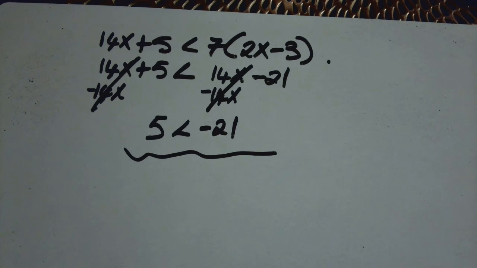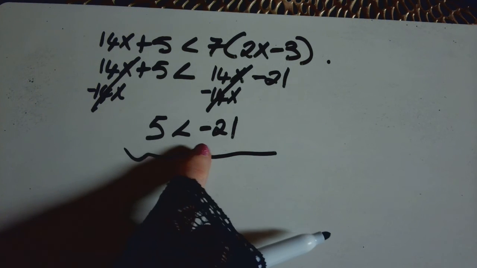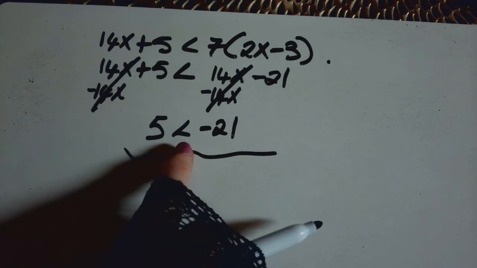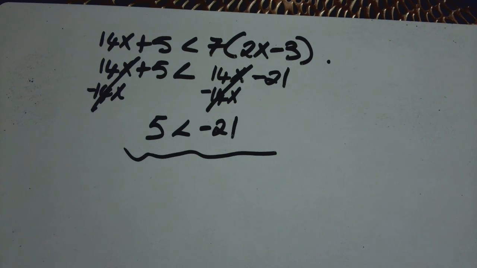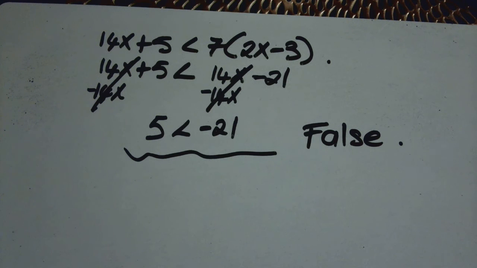So you have two choices when your variables cancel. You look at the statement that you're left with, the inequality, and it's either going to be true or false. So we're going to look at it. So remember, this always is headed towards the supposed bigger number. Is negative 21 greater than 5? Well, straight away we know that's false. So that means that since it's false, there's no solution.